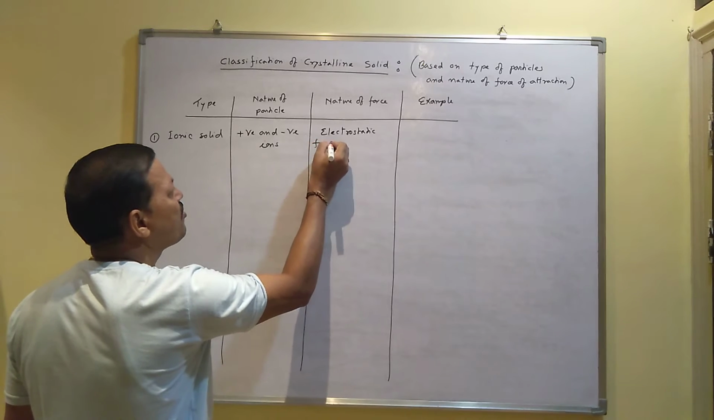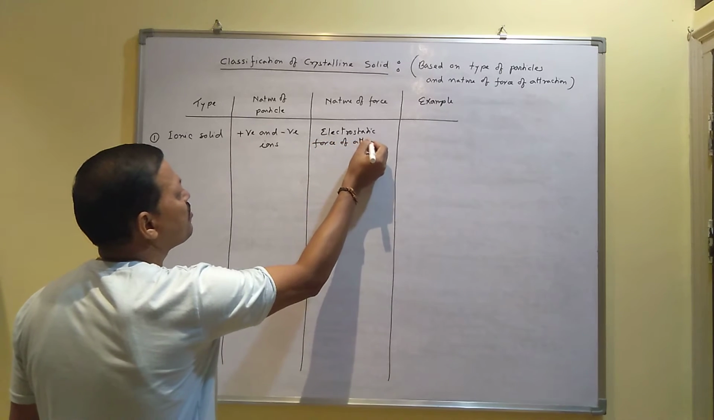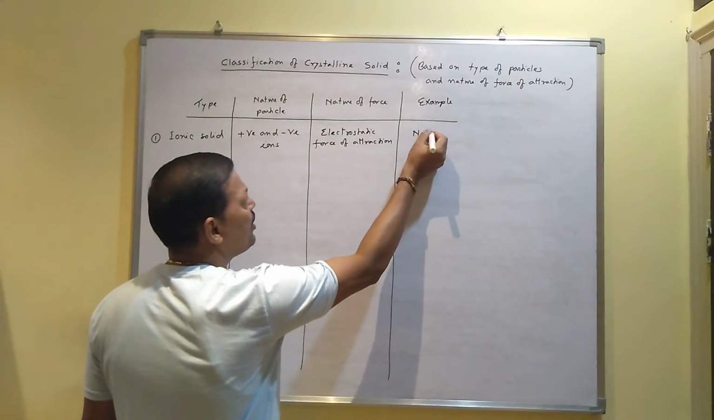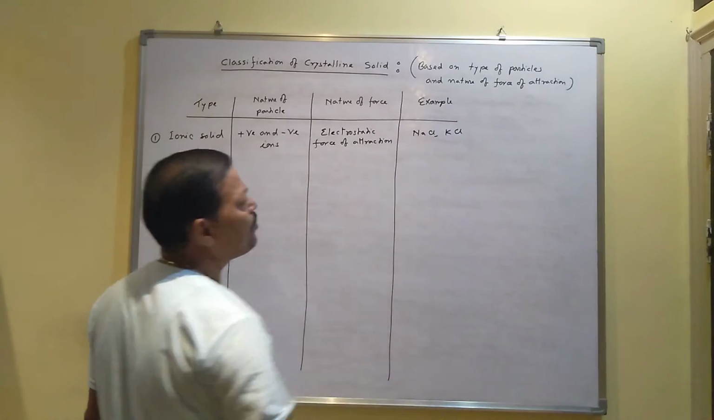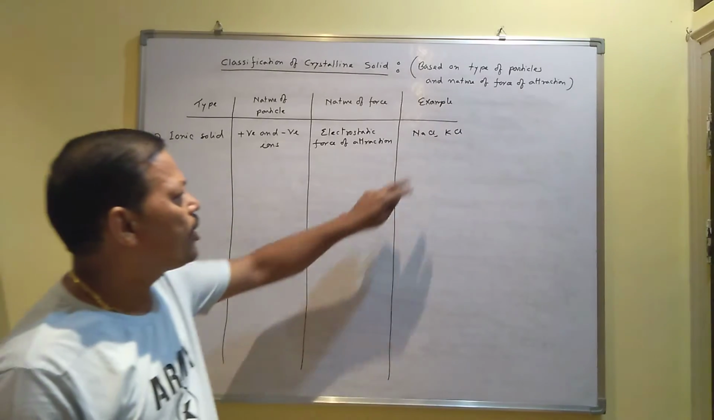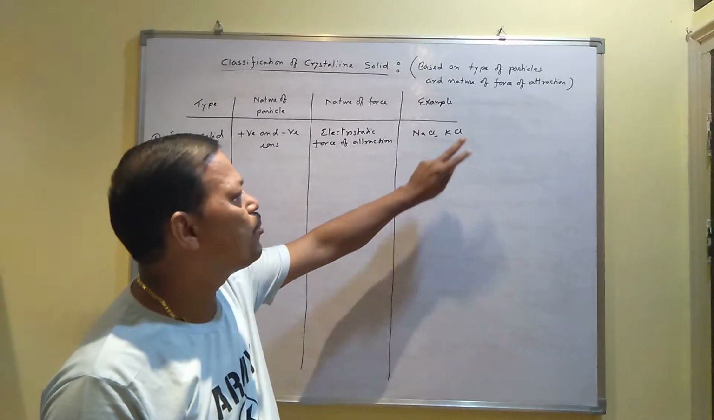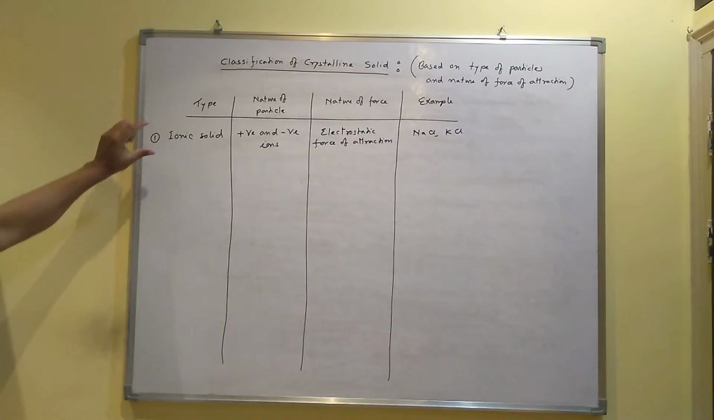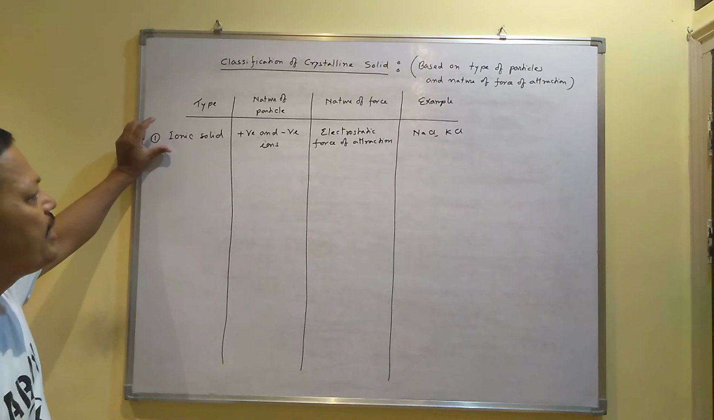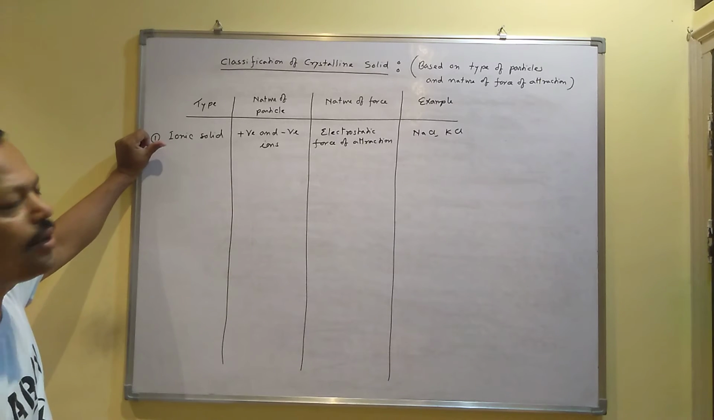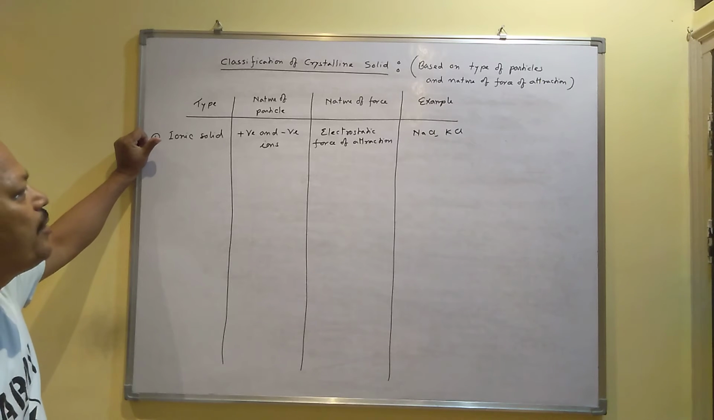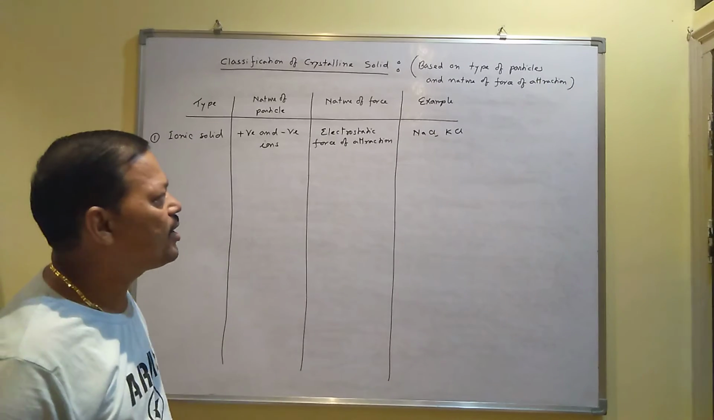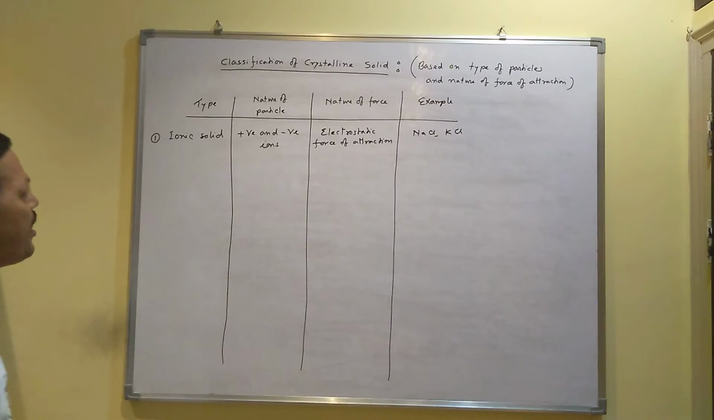Electrostatic force of attraction. Example, you can write sodium chloride, potassium chloride. These are examples of ionic solid. In sodium chloride, the particles are Na+ and Cl- ions. In potassium chloride, particles are K+ ion and Cl- ion. So this is one type of crystalline solid, ionic solid. The solid is said to be ionic when the particles are cations and anions, and in between them the force of attraction takes place, that is called electrostatic force of attraction. Example, sodium chloride, potassium chloride, like that.